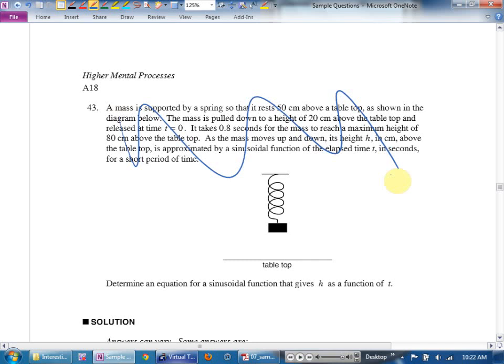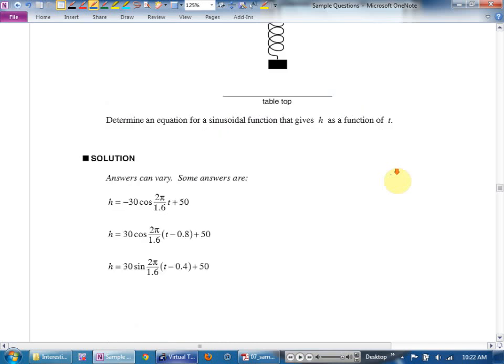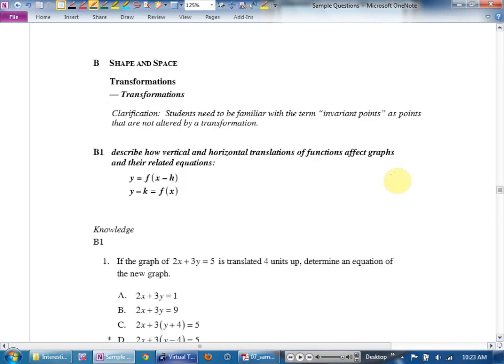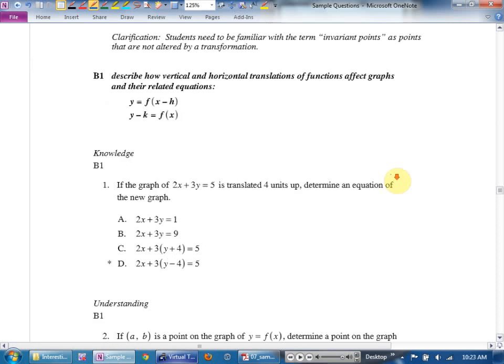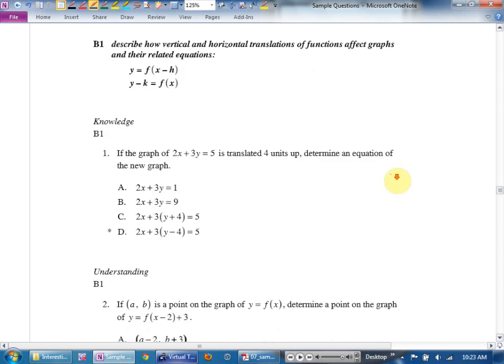Transformations. So remember the idea of replacements. Remember, when in doubt, everything's backwards. New graph is translated 4 up. Find an equation for the new graph. So replace y with y minus 4. So I'd have 3 bracket y minus 4. I'd have 2x plus 3y minus 12 equals 5.